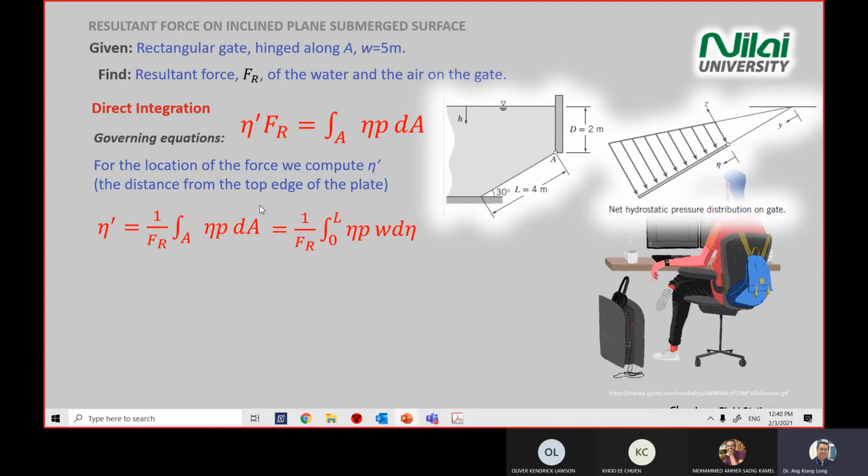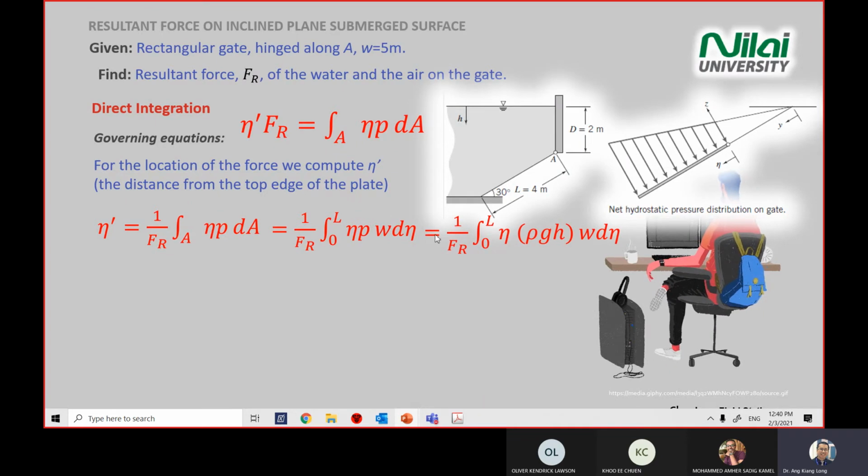And you start to change the limit of your integration. When we change your dA, again, your dA will be w dn. Remember to change your dA term here. So when you change your dA, remember to change the integration limit. The next one is you further expand the equation where the P equals rho GH. Again, in this case, you should be able to understand why we do not include the ambient pressure, P0, in this case.